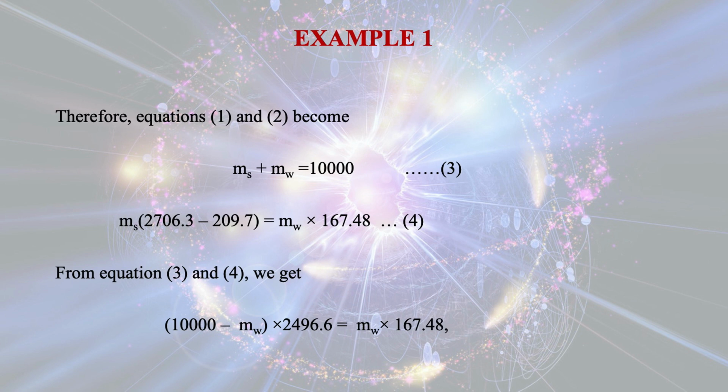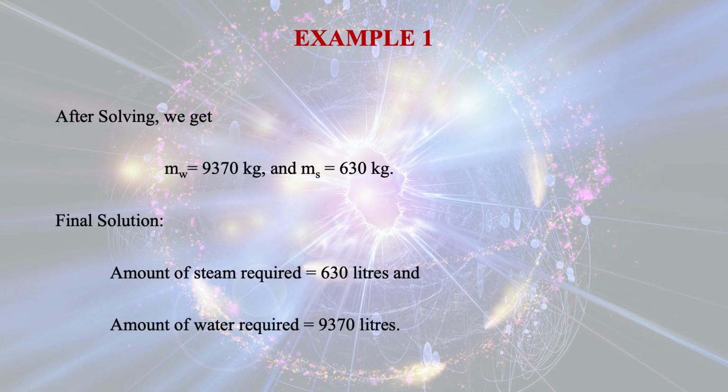That is equation number 3, and the other equation you will get is ms within bracket 2706.3 minus 209.7 is equal to mw into 167.48. Of course, two unknowns are there, so we can calculate. Finally, after a little algebra, we can solve these two equations for the two unknowns. Finally, we will get the value of mw, that is the mass of water, that is 9,370 kg, and ms, the mass of the steam, that is 630 kg.